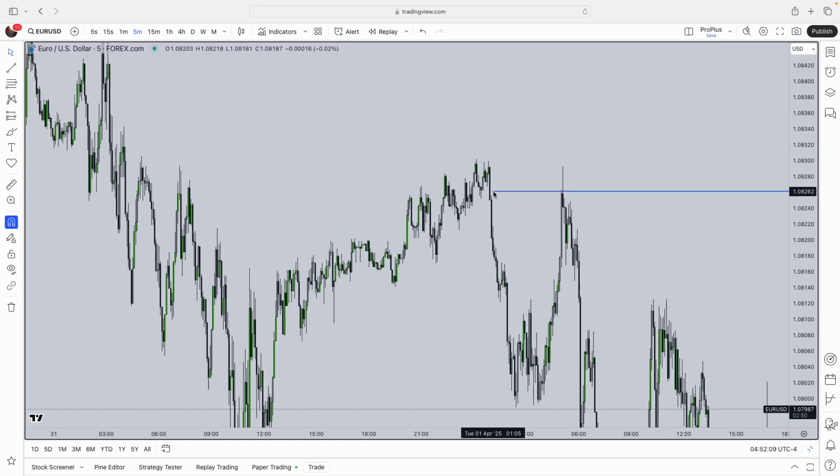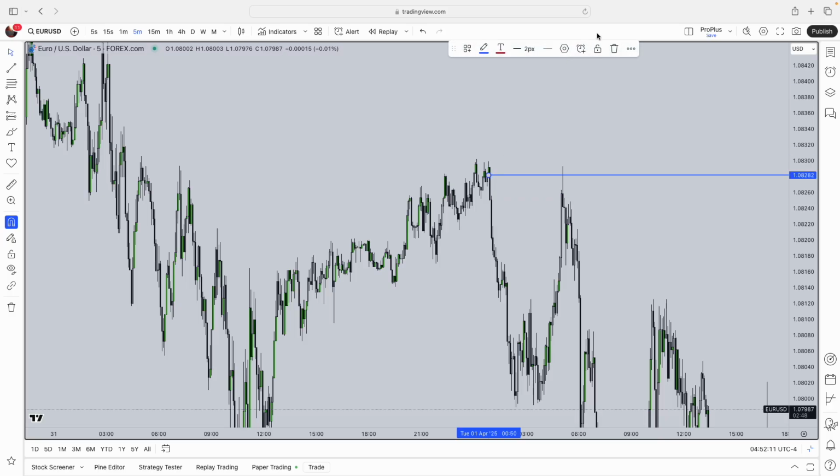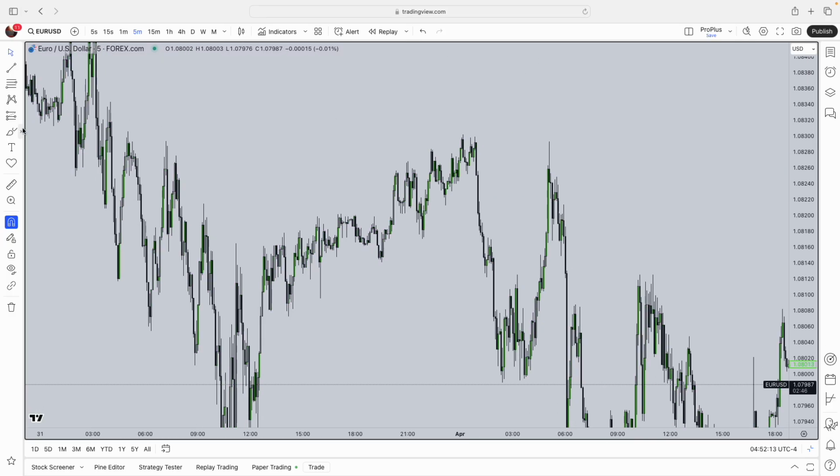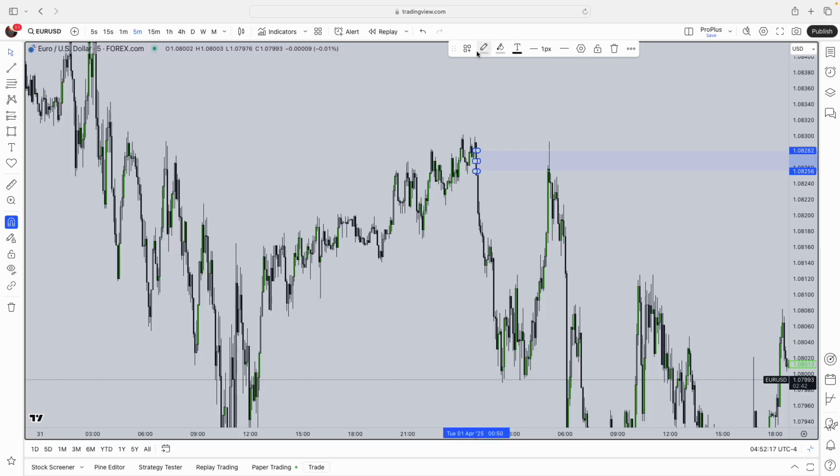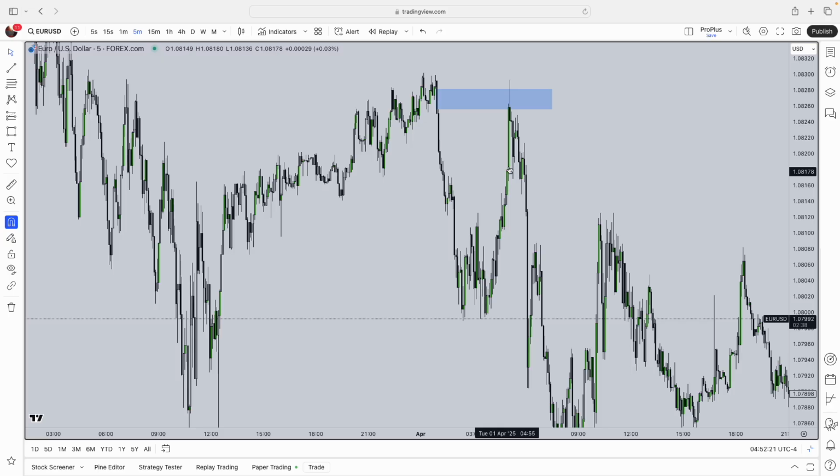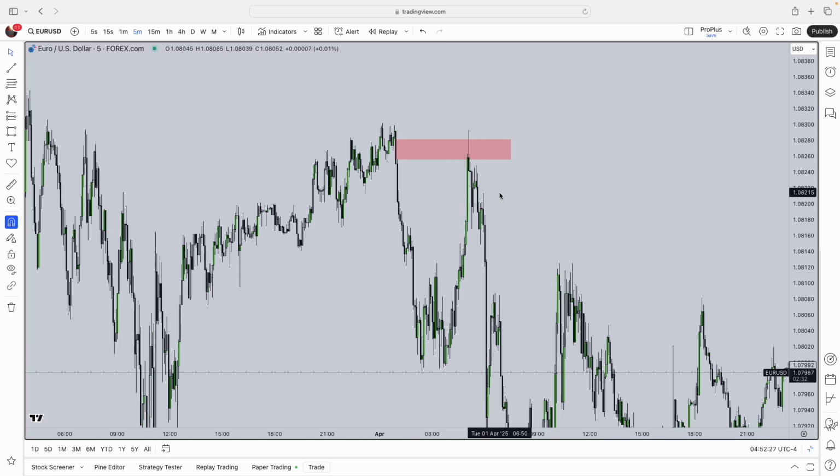So this here is a SIBI. I'm sure you know ICT concepts. So this is a SIBI here. So we've had price running into this fair value gap. Okay, from this run down here, we've had it run into this, and so price could potentially turn around here.